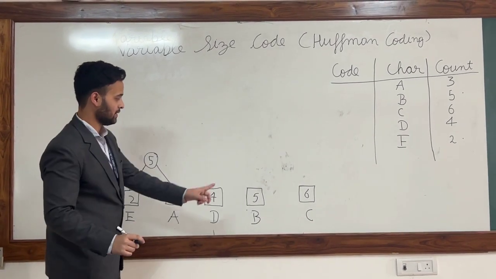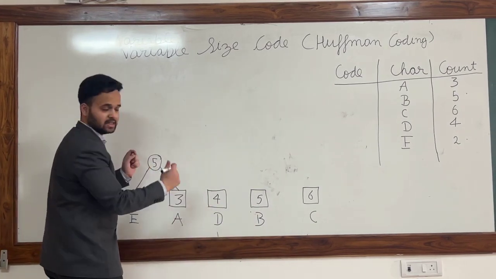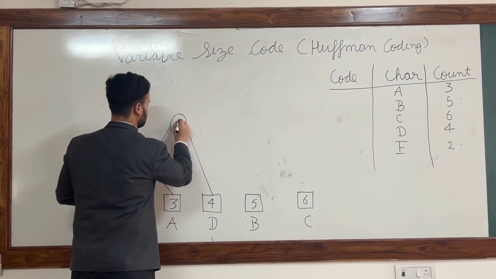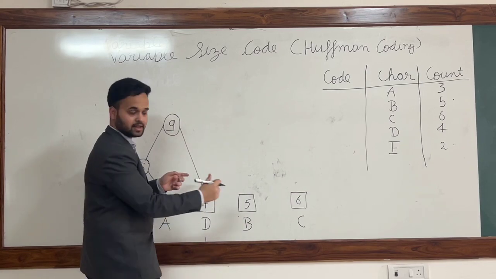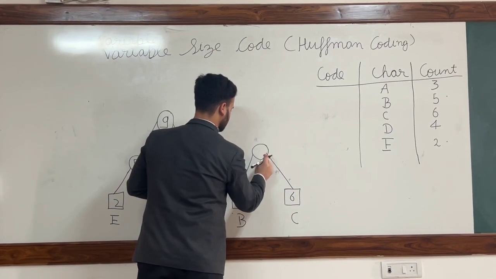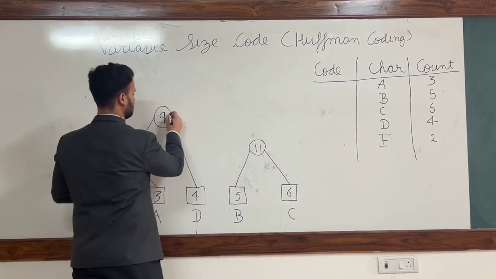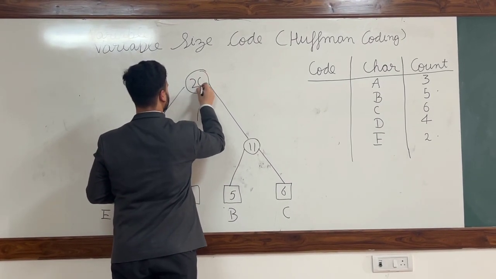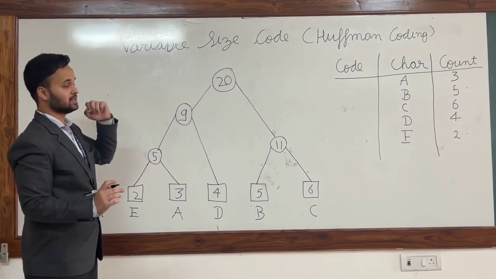Now 5, 4, 5, 6. We can select these two 5, 4 or these two 5, 4. We are selecting these two 5, 4. Now 9, 5, 6. So the minimum pair is 5 and 6. Now the last pair, 9 and 11. So we have found the optimal merge pattern for our message.